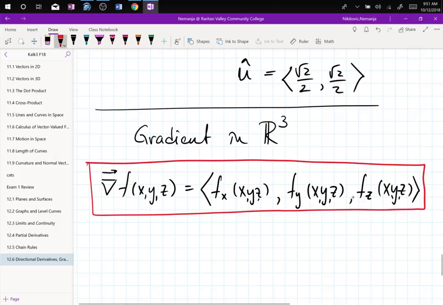Next lecture is on tangent plane, linear approximation, and differentials. So take a few minutes break.